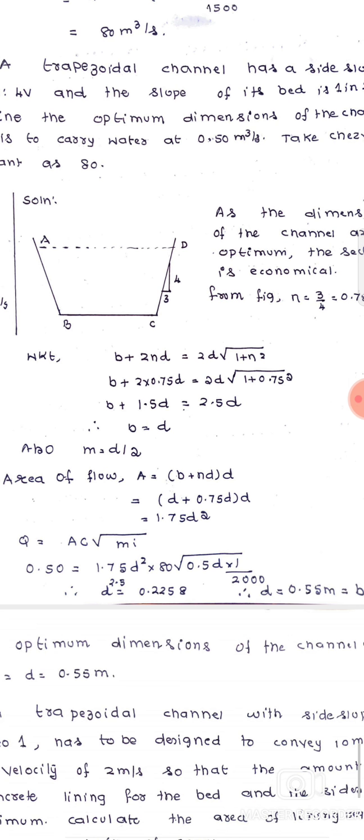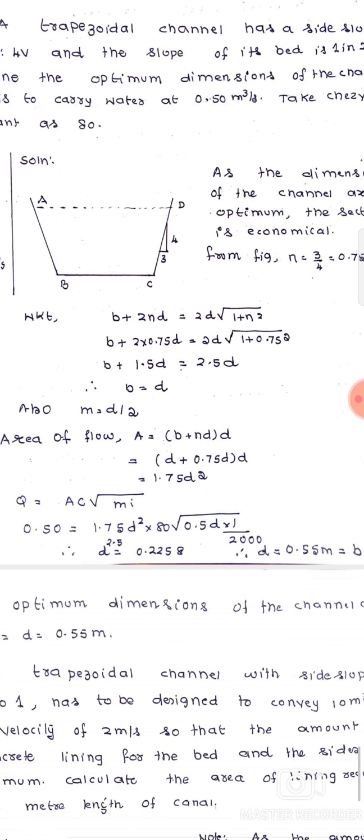So use the first condition, half of the top width will be equal to one of the side lengths of the channel, that is b plus 2nd is equal to 2d into square root of 1 plus n square. So b plus 2 into 0.75 into d is equal to 2d into square root of 1 plus 0.75 square.